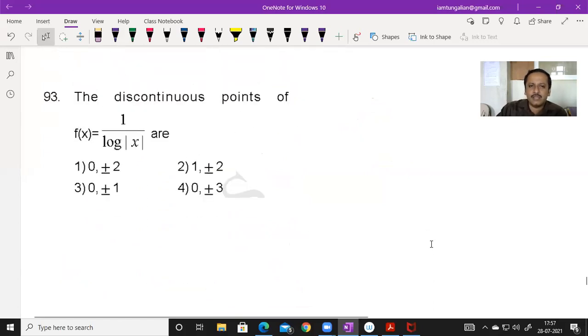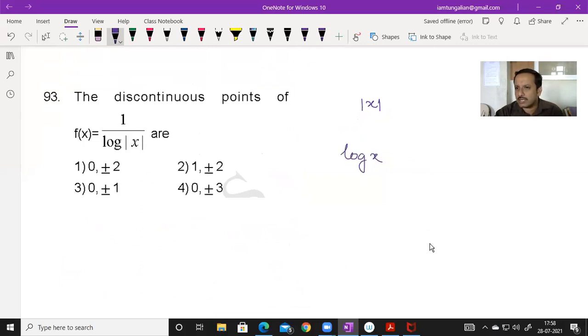Okay, next. The discontinuous points of f of x is equal to log 1 by log mod x. See, in general, you know, mod x is continuous everywhere. And log x is also continuous everywhere. Then log mod x is the composition of these two functions. If f is continuous, g is continuous, then f circle g, g circle f, they are all continuous functions, which you know. So log mod x is continuous everywhere. But now the problem is that log mod x is sitting in the denominator.